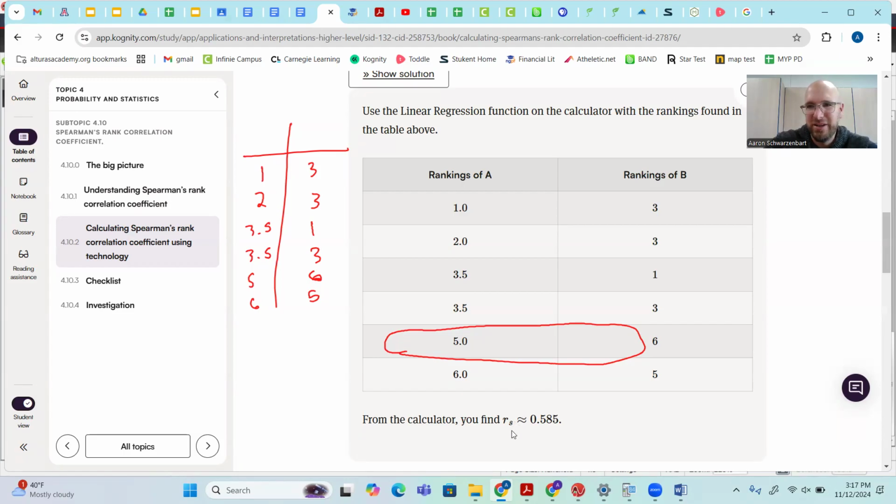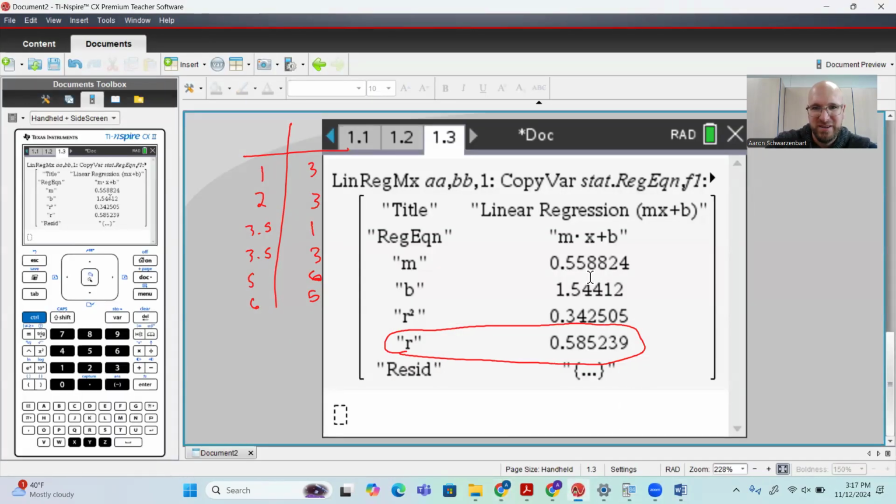So did the linear regression on the calculator mean anything? The answer is, I suppose this would be the regression line predicting the ranks, but really what we're interested in is simply this R value for Spearman, and this is Spearman's rank correlation. We can then interpret that to mean it's somewhat correlated, but not particularly strong.